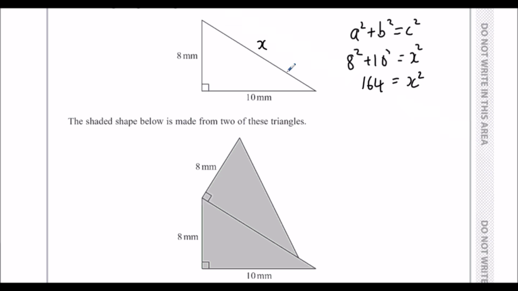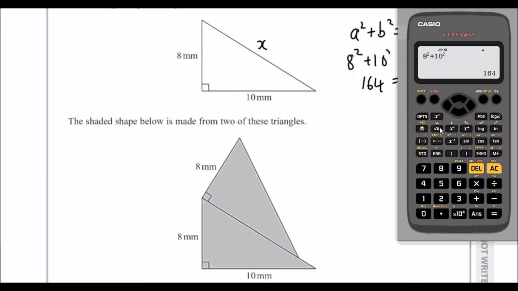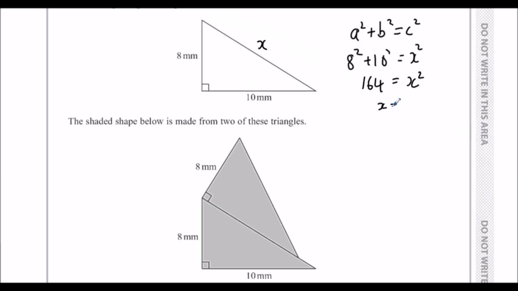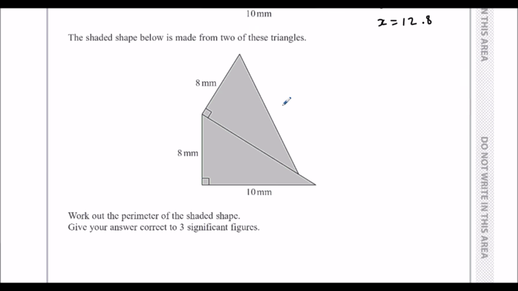So the long side squared is 164. So if I square root, I find its length. So I've got 12.8. So 12.8 millimeters. So that's the length of this hypotenuse here. So the perimeter, that's around the edge of the shape.